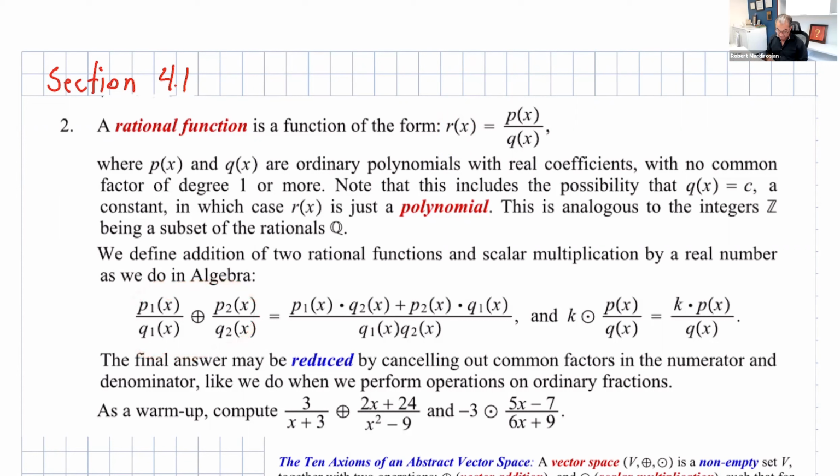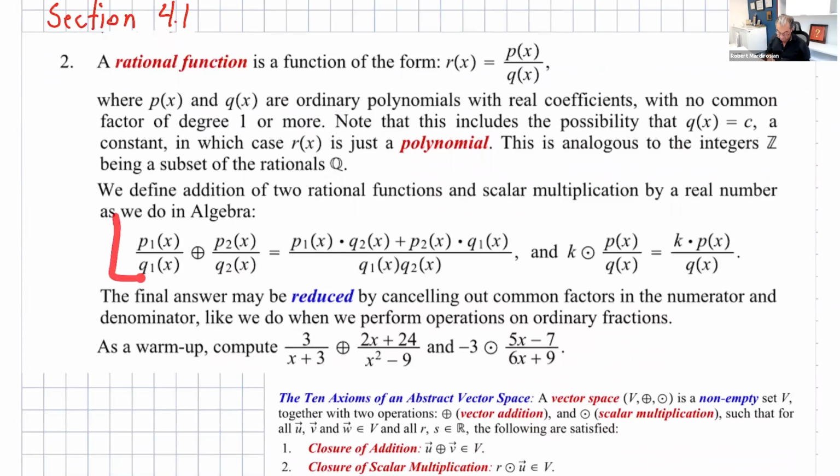So p1 of x over q1 of x, let's just call it plus, p2 of x over q2 of x. And you have that formula: p1 of x times q2 of x plus p2 of x times q1 of x over q1 of x times q2 of x. And the scalar multiplication is given by this formula: k scalar p of x over q of x is k times p of x over q of x. Now we want to prove that this is a vector space.